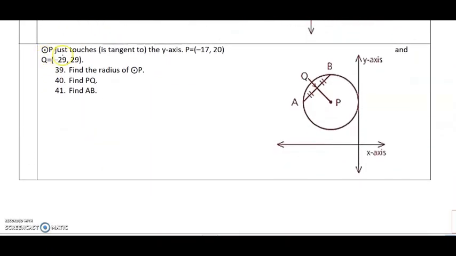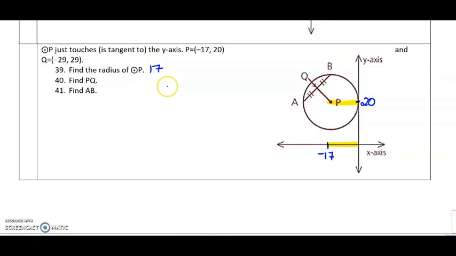In our last example, P just touches or is tangent to the y-axis, so it touches in only one place. The coordinates for P are -17, 20. To find the radius of P, we need the distance from P to the axis. So that would be 17, the same as that down there.